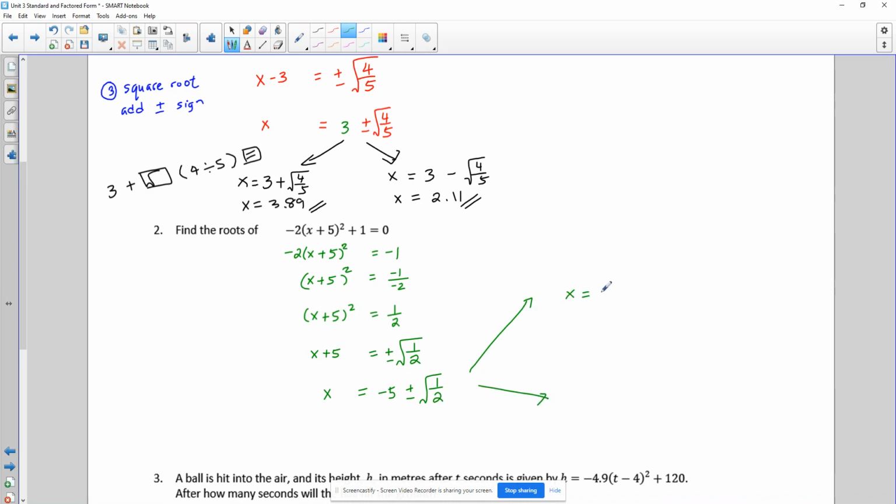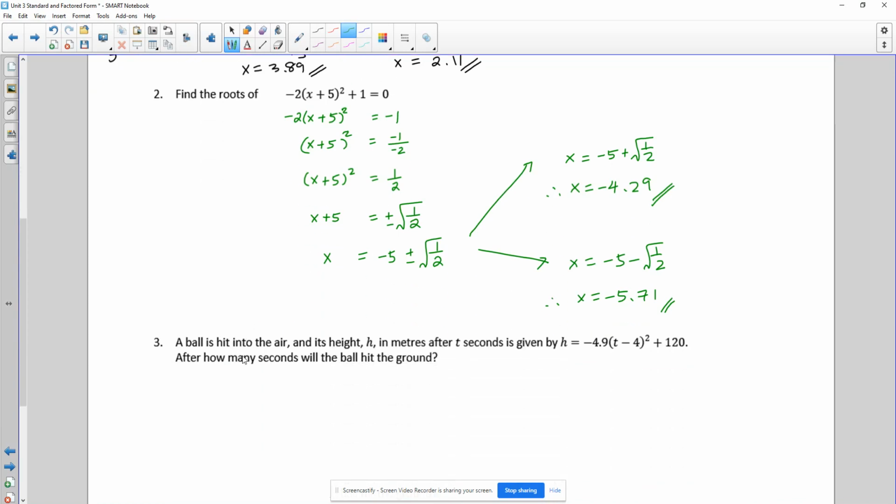So x is equal to -5 plus square root 1 over 2. X is -5 minus square root 1 over 2. You want to punch that in on the calculator. And I got -4.29 as one answer. And the other answer, I got -5.71. Okay, so the final answers are -4.29 and -5.71.